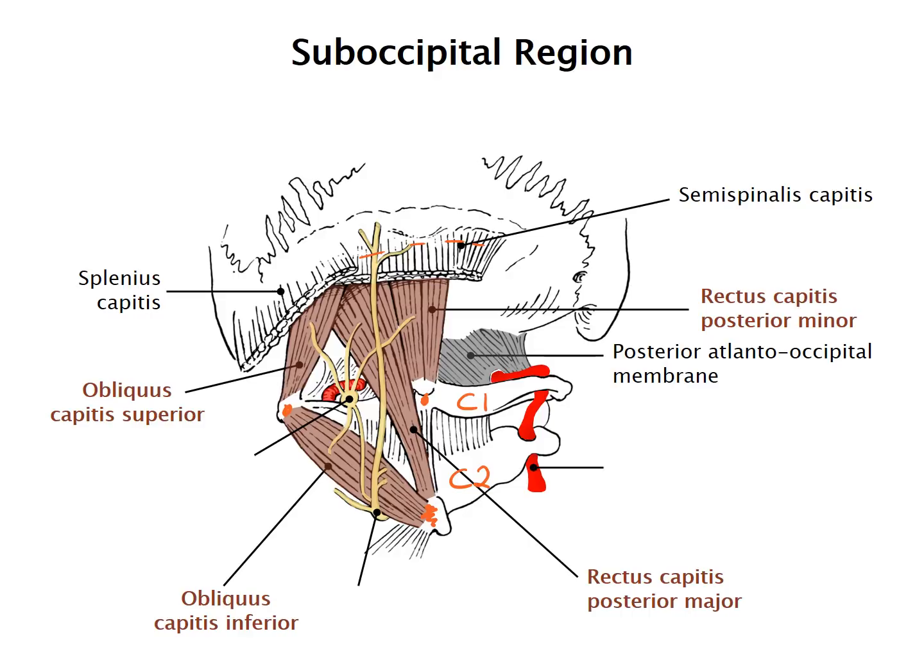I would also like to point out the posterior atlanto-occipital membrane spanning from the occipital bone to the posterior arch of C1. Within this membrane is a small opening that allows for the passage of the vertebral artery. Not only does the vertebral artery pass through this membrane, but also the suboccipital nerve, C1, exits posteriorly through this membrane in order to innervate the muscles of the suboccipital triangle.